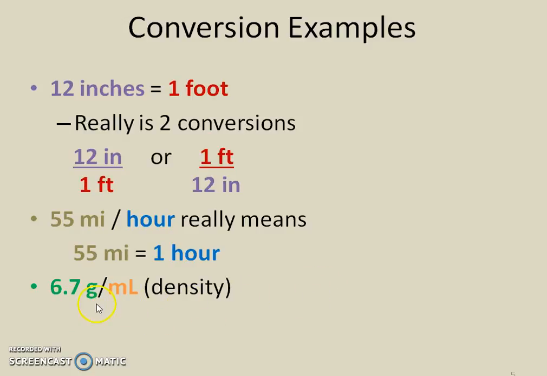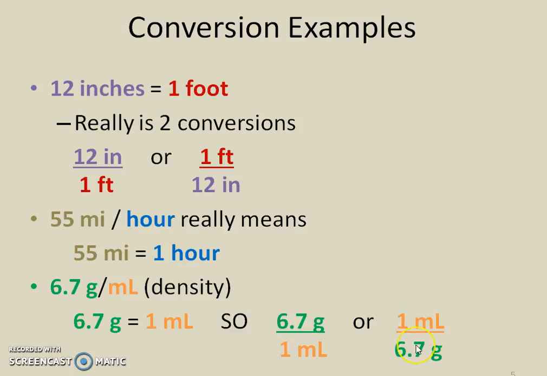Another conversion is density, grams per milliliter. Again, we're going to use this quite often going from a mass unit to a volume unit. So we want to remember that they equal each other. So we could do 6.7 grams over 1 milliliter or 1 milliliter over 6.7 grams. Again, depending on what we're dealing with. Are we going from a volume unit to a mass unit, or are we starting at a mass unit and going to a volume unit?